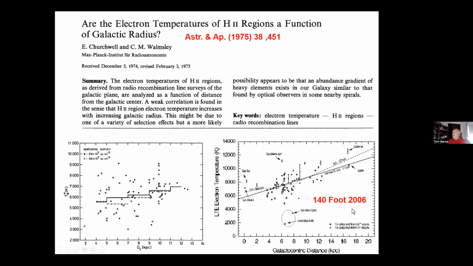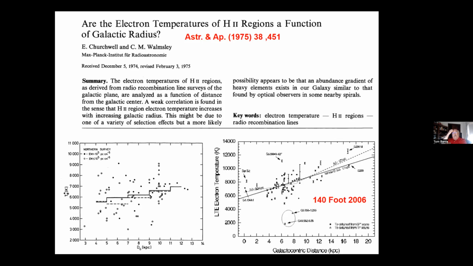Many years later, in 2006, with our 140-foot work, we had something that looked a bit better. Well, actually, it looks a lot better, but there's still a lot of scatter, and there were a few problems here. Now, how do you get the electron temperature? It turns out, if you read Mark Gordon's book, he'll tell you all the details. If you measure the line to continuum ratio, recombination line intensity divided by the continuum at that frequency, that turns out to be a function of electron temperature to a really good approximation. So you can derive the electron temperature from line to continuum measurements.